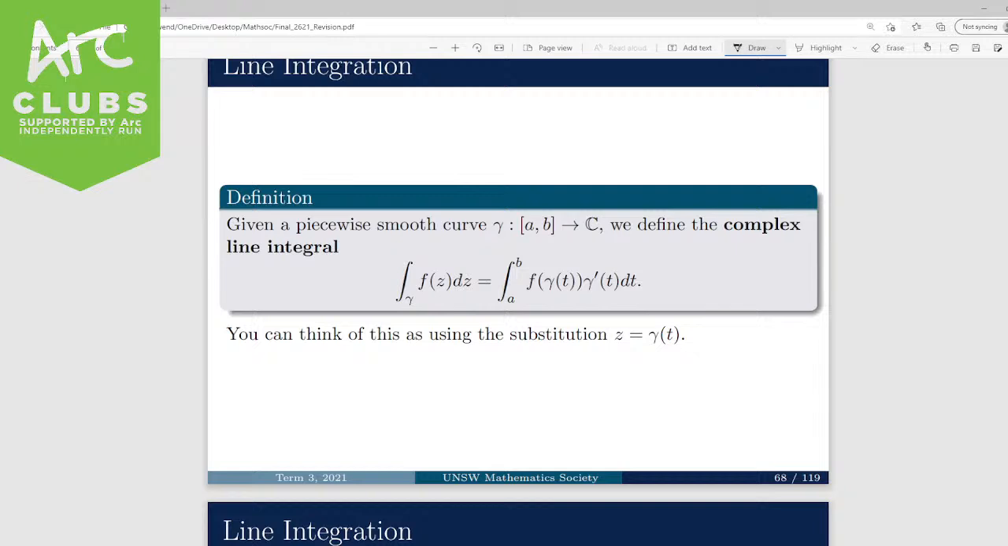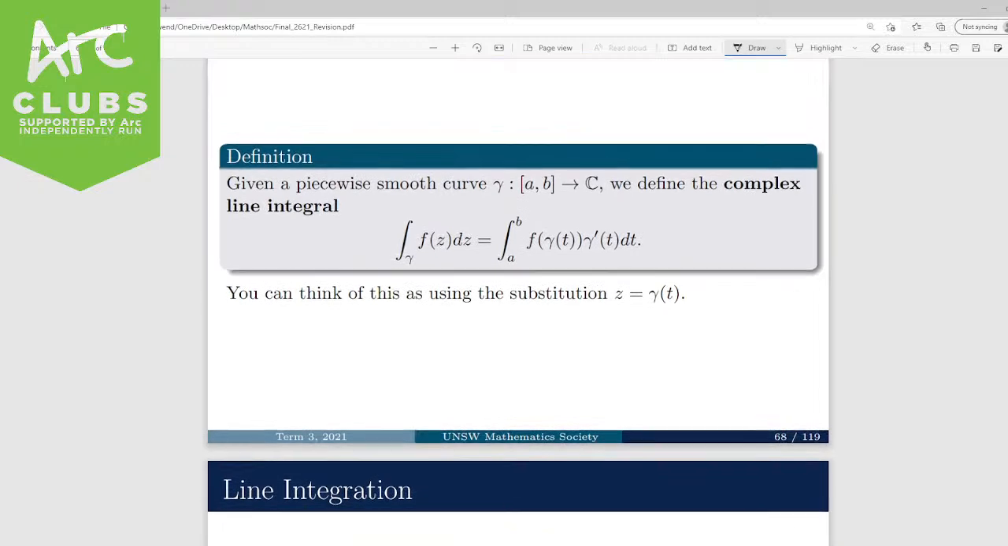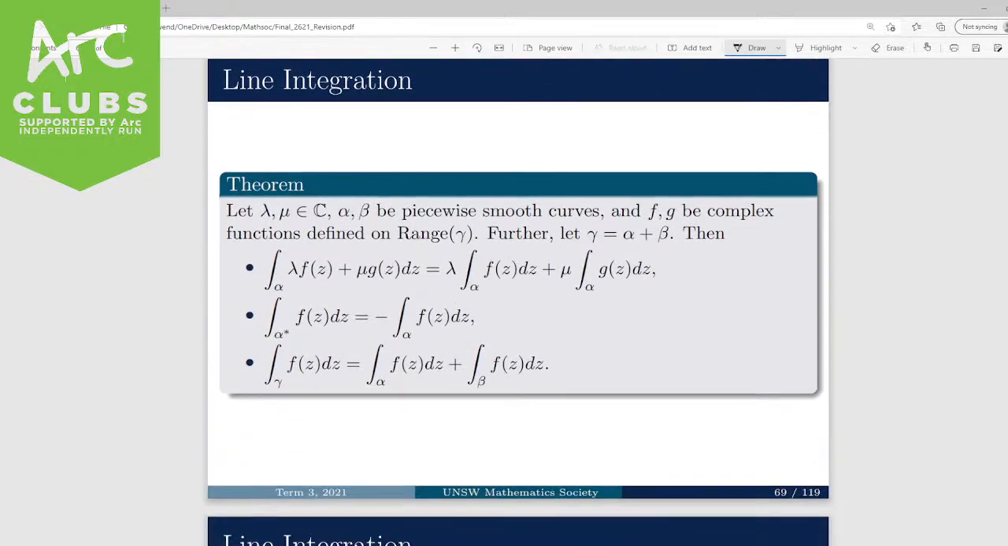Your f of z is now f of gamma, and of course you have gamma dash because substituting z, dz on dt is gamma dash. So yeah, if you completely blank on what a complex line integral is, you can always just sub z is gamma and figure it out. But hopefully just memorize this definition. So this is the complex line integral.